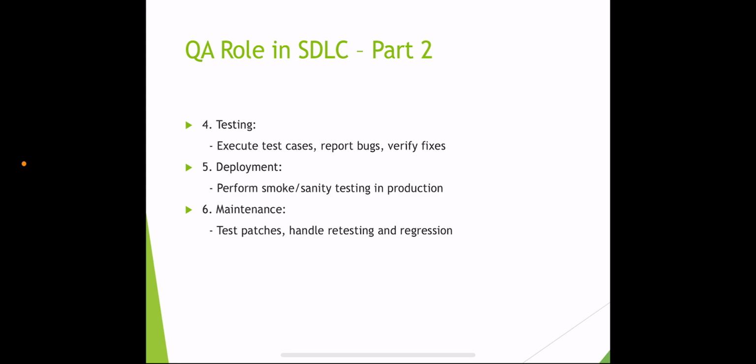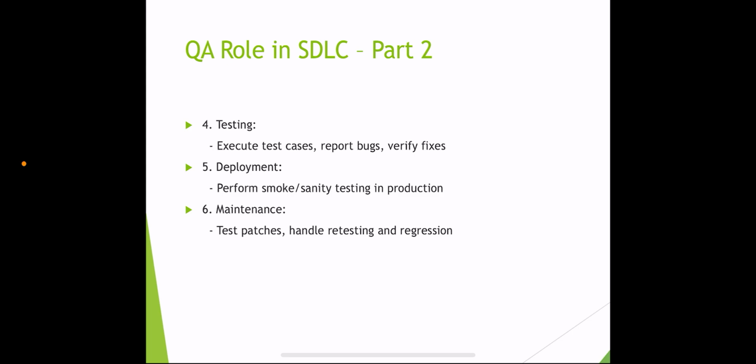So the next phase is deployment. As we know, in the deployment phase, we are pushing the code to the upper environments, like UAT and production. At that time, what does the tester do? Whenever the deployment is done, the initial level of smoke and sanity testing checks whether the application is working in the higher environment. That initial check is done by the QA team.